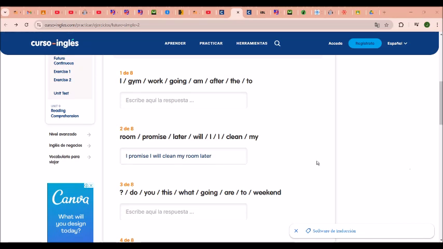All right, let's continue with Nedeline, number 3. Sí, sería what are you going to do this weekend? Correct. Starting with your question word, what, then your helping verb, then the person. What are you going to do? And the time this weekend.